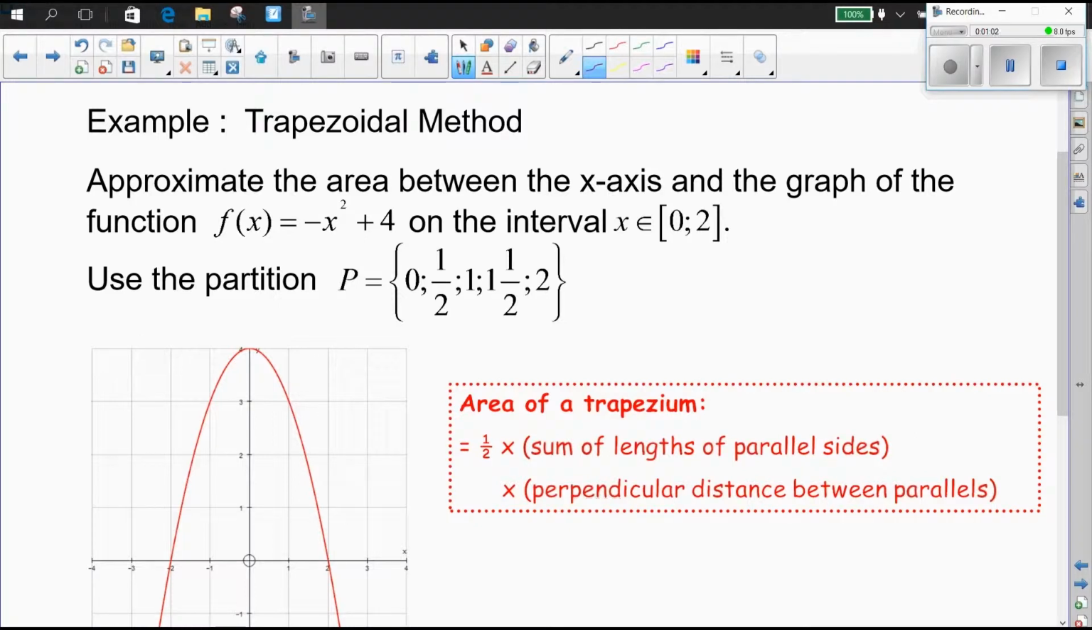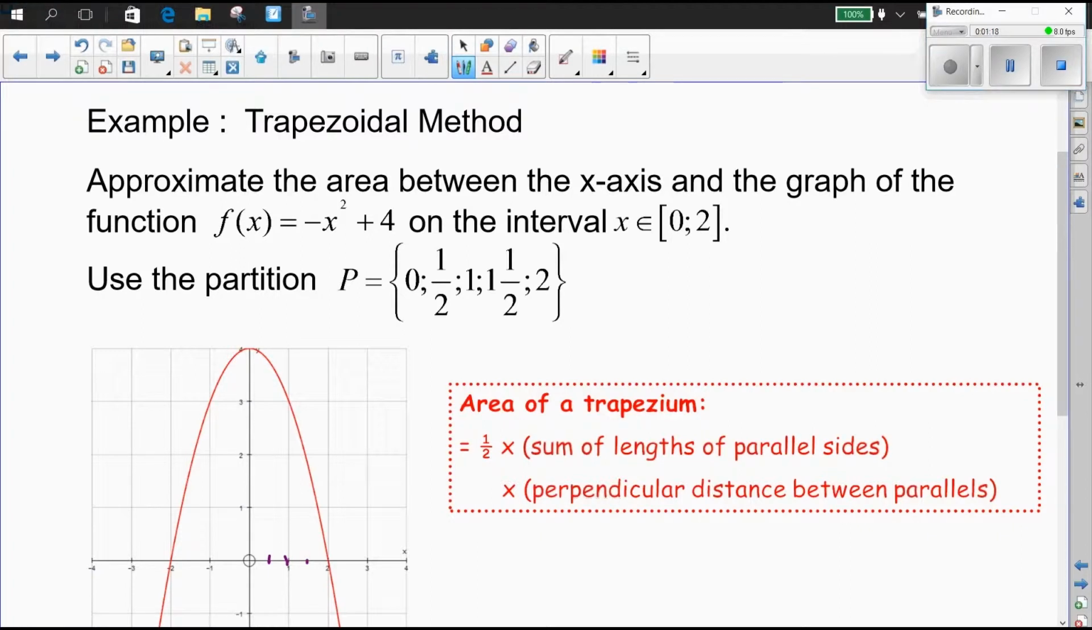So once again, what we're going to do is draw trapeziums, and each trapezium must have a width of half a unit. So I'm just marking off half a unit on the Cartesian plane. And now we're going to draw the trapeziums.